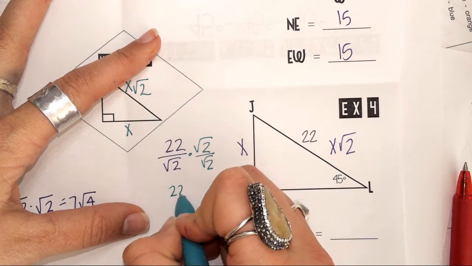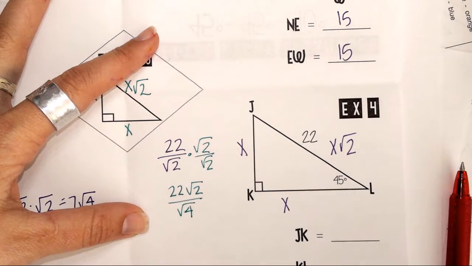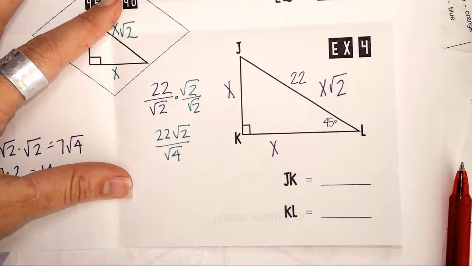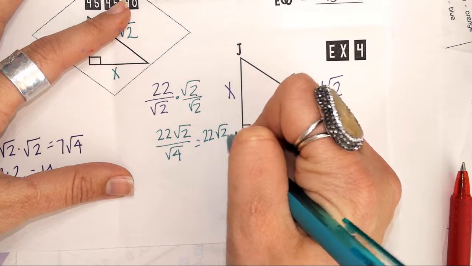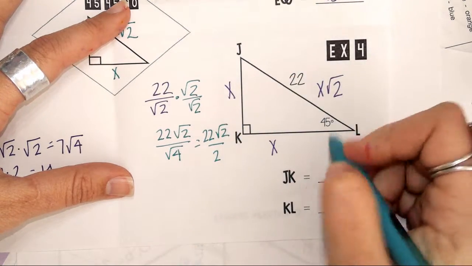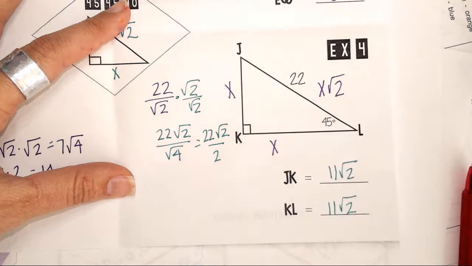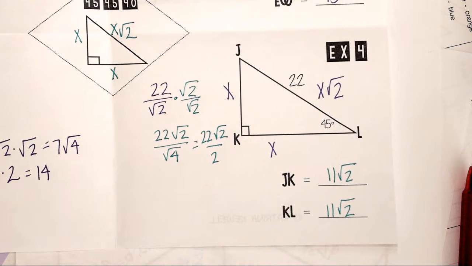All right, so we get 22 times the square root of 2 divided by the square root of 4. Where did the 4 come from? Okay, now what's the square root of 4? And what's 22 divided by 2? 11. No, you could just cut it in half and throw a root 2 on it. So just do 22 divided by 2. Yep.